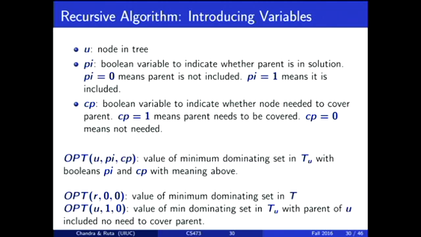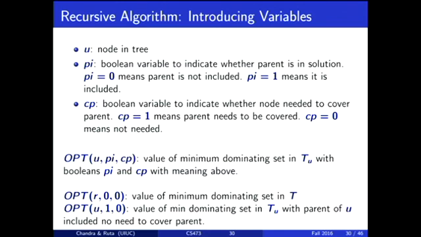Just to give an example, what does Opt U10 mean? Opt U10 means that I want to find the minimum weight solution in the tree TU under the condition that U's parent is already in the solution and that U is not responsible for covering it. Well, if U's parent is included, he is not responsible for covering it, but just to keep the variable simple, we do that. And what is the final solution we want? We want Opt R00. What does Opt R00 mean? R doesn't have any parent, so there is no way the parent is going to help him. And he is not responsible for covering his parent because there is no parent. That is the value we want to compute.